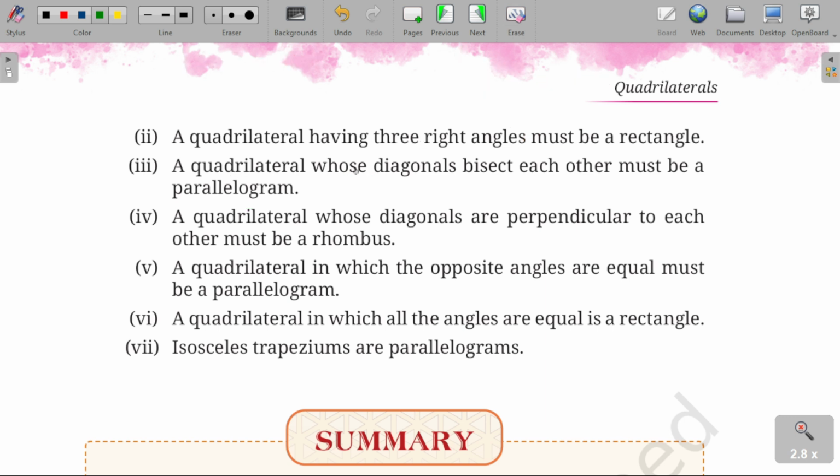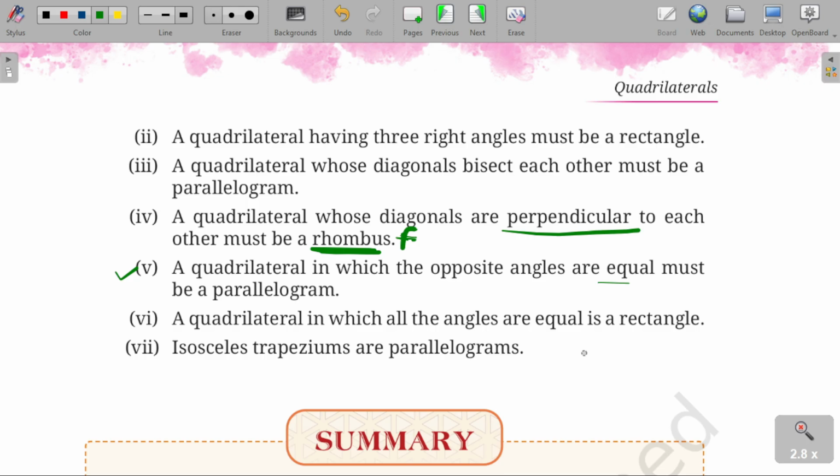Now, fourth one, a quadrilateral whose diagonals are perpendicular to each other must be a rhombus. It could not be true. This is false. A quadrilateral whose diagonals are perpendicular may not be a rhombus because the diagonals may not bisect each other. For a rhombus, they should also bisect each other. They are just saying perpendicular to each other. So this is directly false.